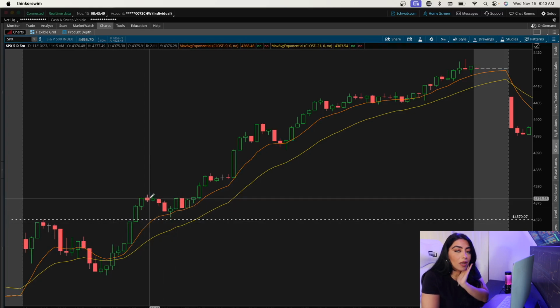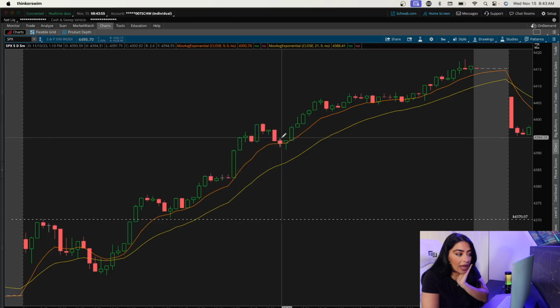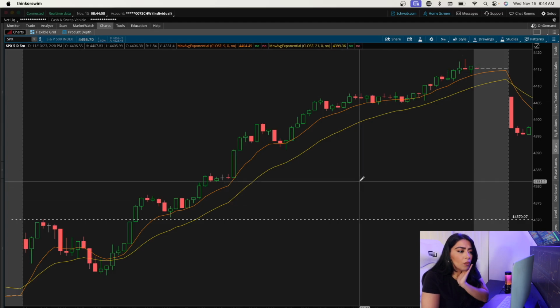Makes a move up, pulls back to that 9 EMA. Makes a move up, pulls back to that 9 EMA. Makes a move up, pulls back to that 9 EMA. On every single candle, it is not able to hold below that 9 EMA and continues up. As long as it holds above that 9 EMA, the trend is intact. You can see throughout the entire day that trend is intact, okay? We start to get a little bit of a slowdown here towards the middle of the day, but overall, the trend is intact. It does not ever break that trend all day.